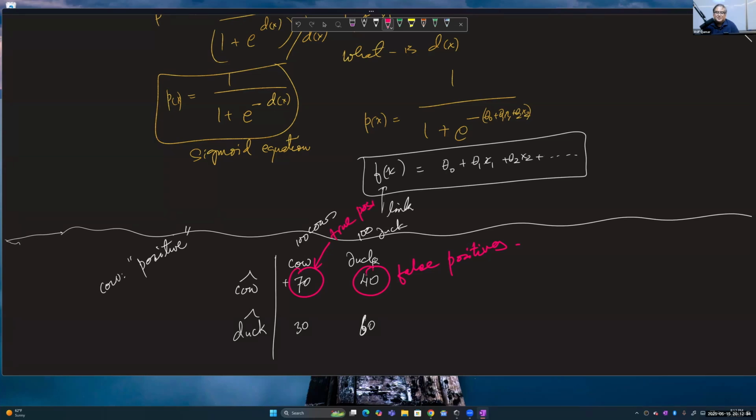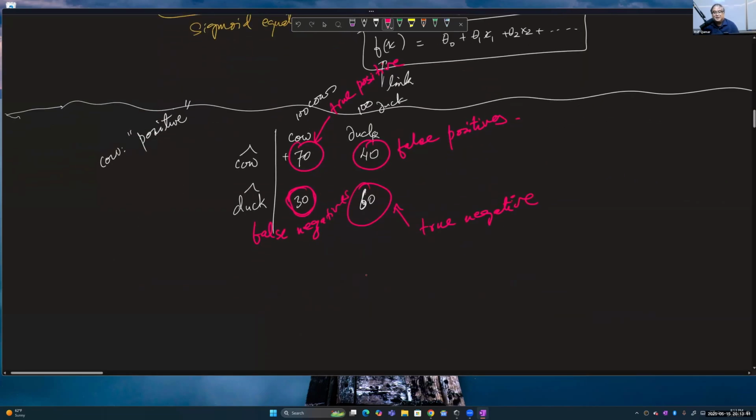True positive. And these are true negatives. They are genuinely ducks, isn't it? True negative. What about this one? They were cows. You misidentified them as ducks. They are false negatives. False negatives. So that's the vocabulary.